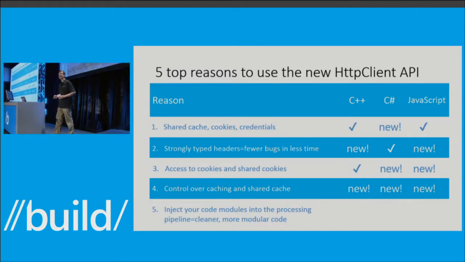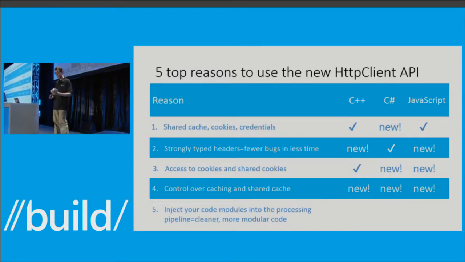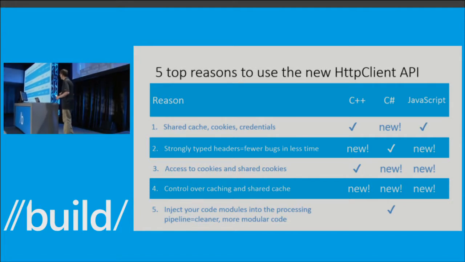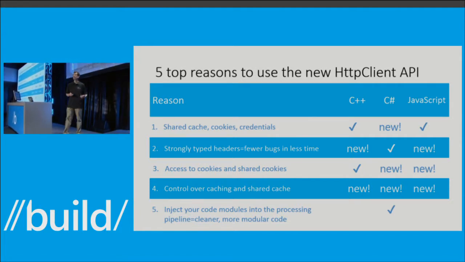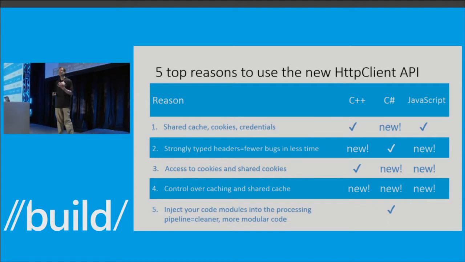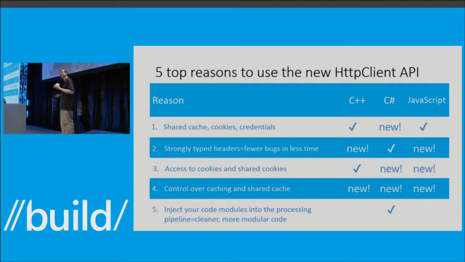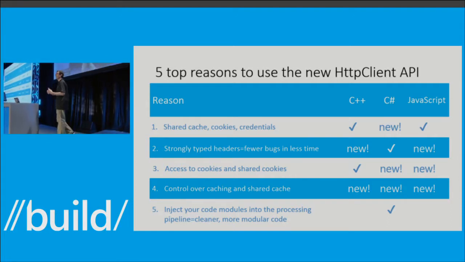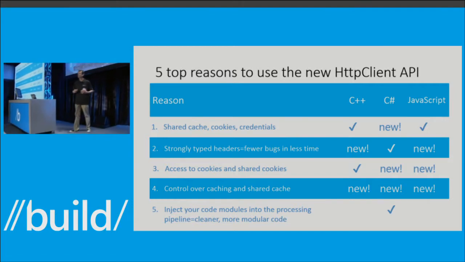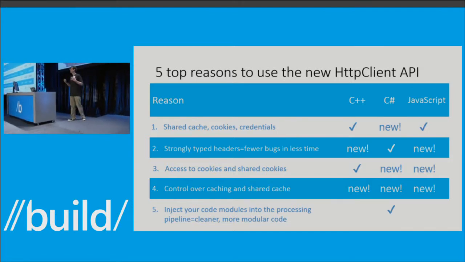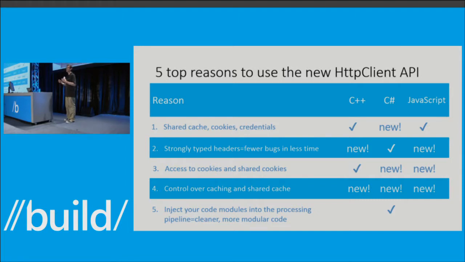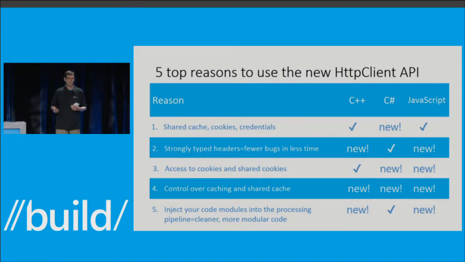That lets you have cleaner, more modular code. If you're a C# developer, you've always had this with the handlers. And if you've been using the Web API, you've seen how that powerful handler model really lets you write better code, with fewer lines of code, more modular, more testable. And we're extending that model to the C++ developers and the JavaScript developers.